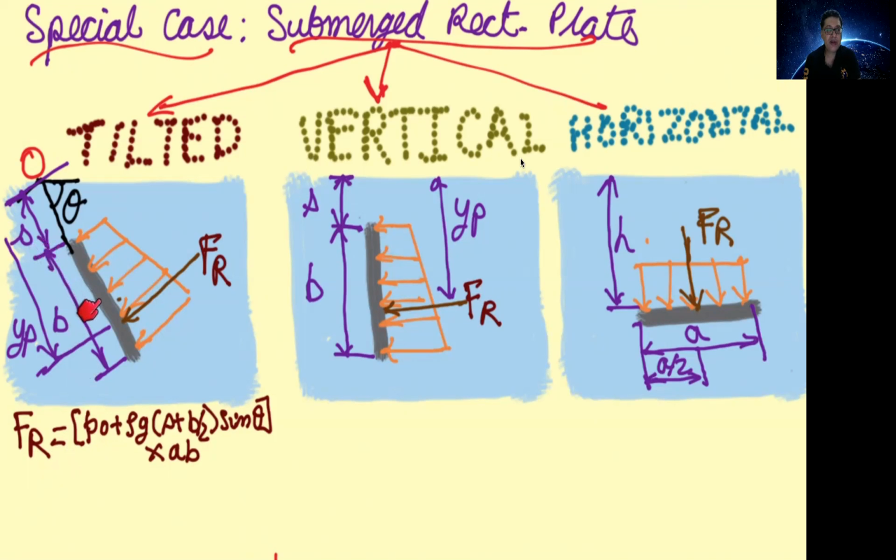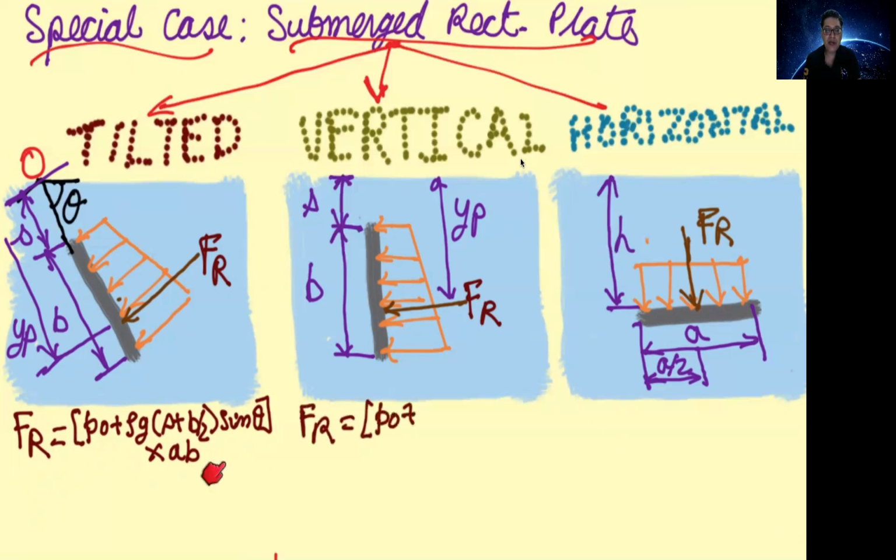The centroid is located on this plate at a distance of b by 2. So s plus b by 2, and the height of the fluid at the centroid will be s plus b by 2 sine theta, which is as shown here. So this gives you Hc. Rho g Hc is the gauge pressure at the centroid. Then you add it to the pressure at the free surface. So this is the total absolute pressure. Total absolute pressure multiplied by the surface area of this plate, which is A into B. This gives you the magnitude of the resultant hydrostatic force for a tilted plate.